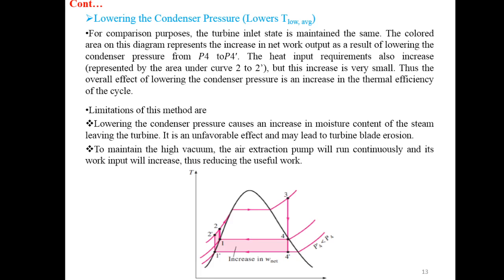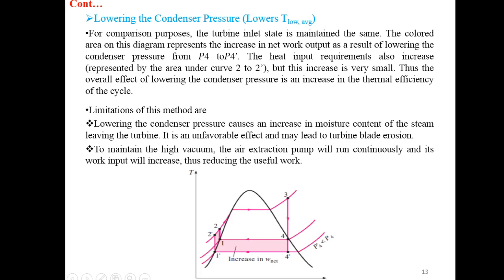Limitations of this method are: lowering the condenser pressure causes an increase in moisture content of the steam leaving the turbine. It is an unavoidable or unfavorable effect and may lead to turbine blade erosion. So you can see point 4 and 4 dash. At point 4 dash, the dryness fraction value is less than that of the point 4. So when the value of the dryness fraction decreases, there are chances of turbine blade erosion.